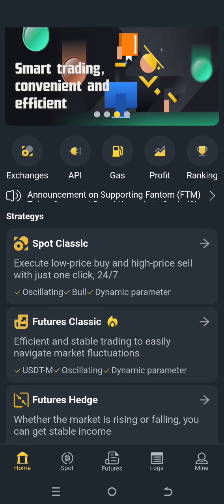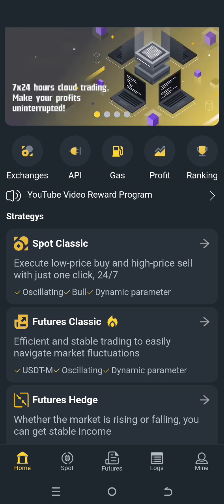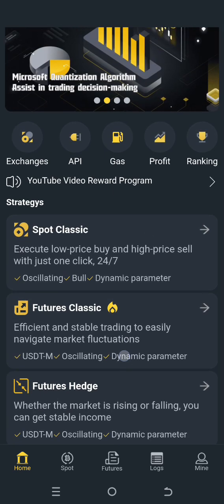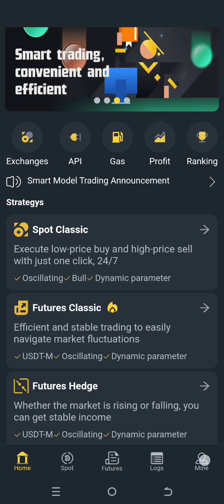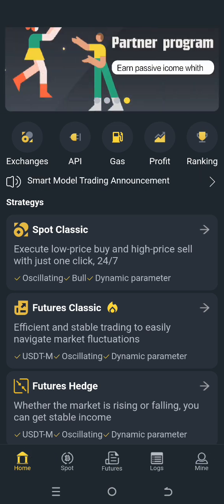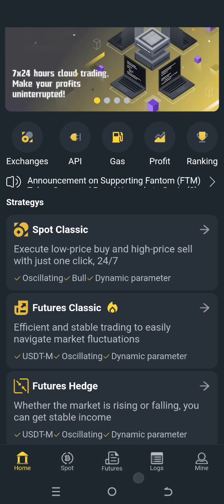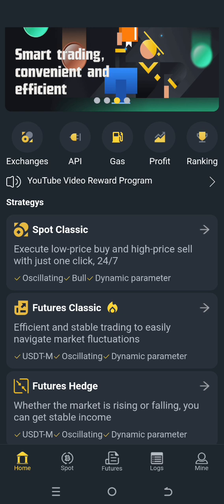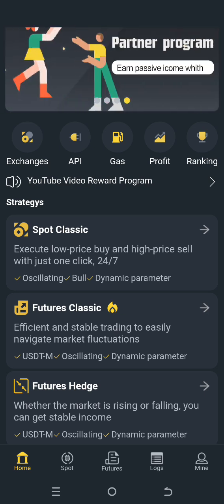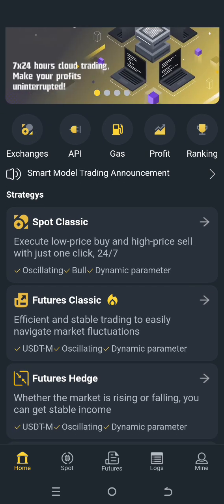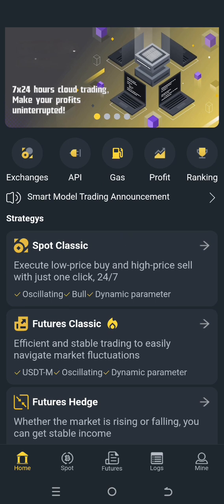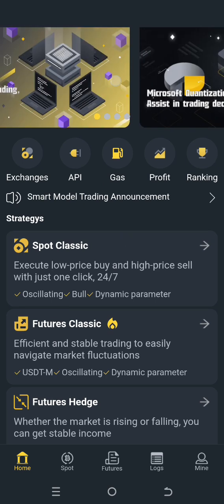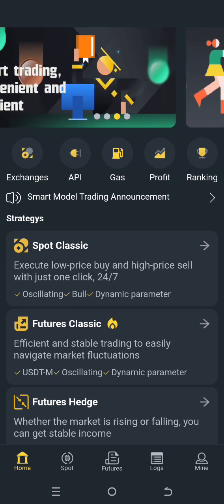Now, to get started with this introduction video, if you already created an account and you log into your account, you're going to come to this interface. Now down here we have 5 pages: the home page, spot, feature, logs, and mine. And we are already in the home page here. From the home page we have the sub pages, where we have the exchange page. Before I start introducing you to the exchange pages, here we have the banners. So that is about up here.